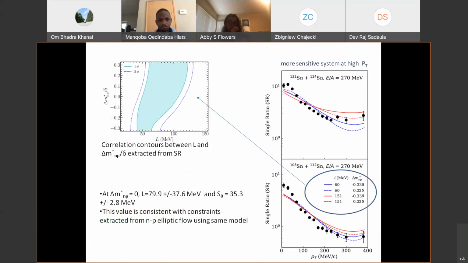Now, if we plot these values of L and effective mass, we get the correlation contour here. This is the correlation contour extracted from the single ratio. You can see that the shaded region lies within the 68% confidence level, and this dotted region lies within the 95% confidence level, because it is in 1 sigma and it is in 2 sigma. At delta m star, that is effective mass, equal to 0, the value of L was obtained to be this, and the slope was obtained to be this. And these values are consistent with the constraint extracted from another observable using the same model.